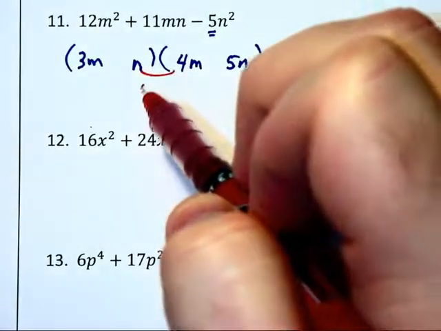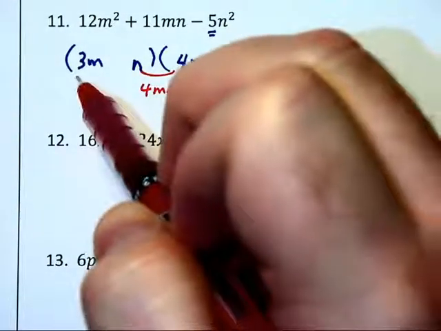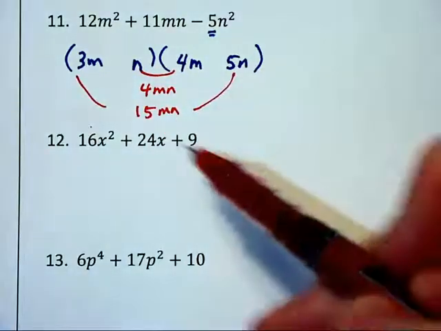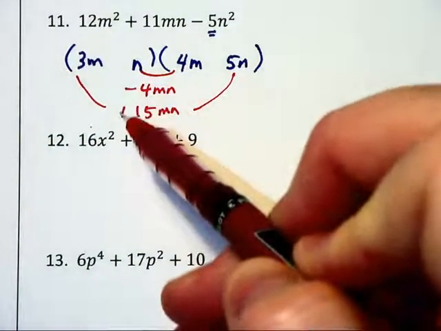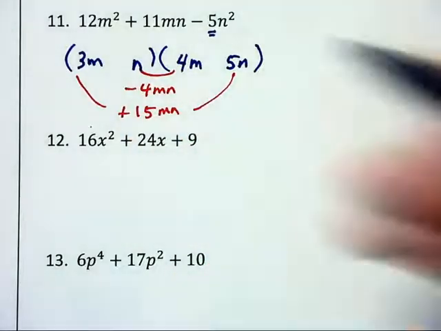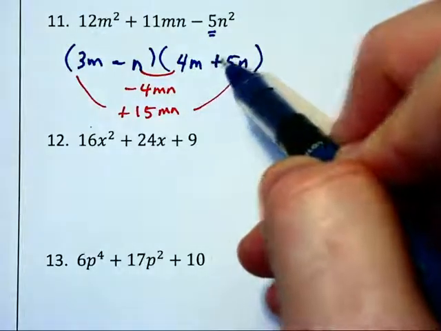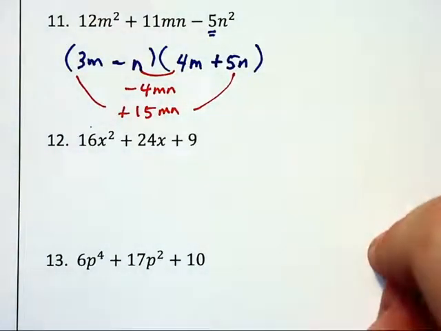I'm going to have a 4mn in the center and a 15mn on the outer, and if I have 15 minus 4, that will make the 11, and yes, I do want that to be a minus n and a positive 5n in the second parentheses.